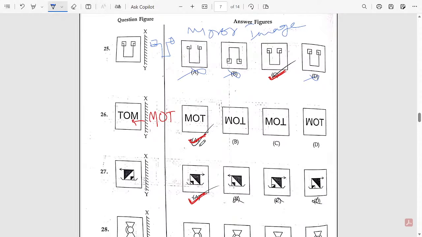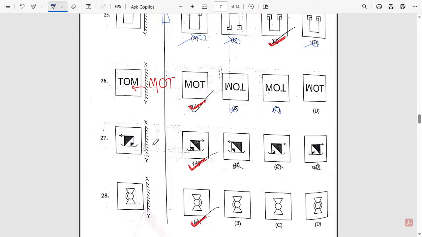Now 27. If you see, what will happen? The color part is away from the mirror, and the non-color part is near the mirror. So here also the non-color part should come first. Okay, and then this arrow, right? That is looking like a plate, so this is how it will look.